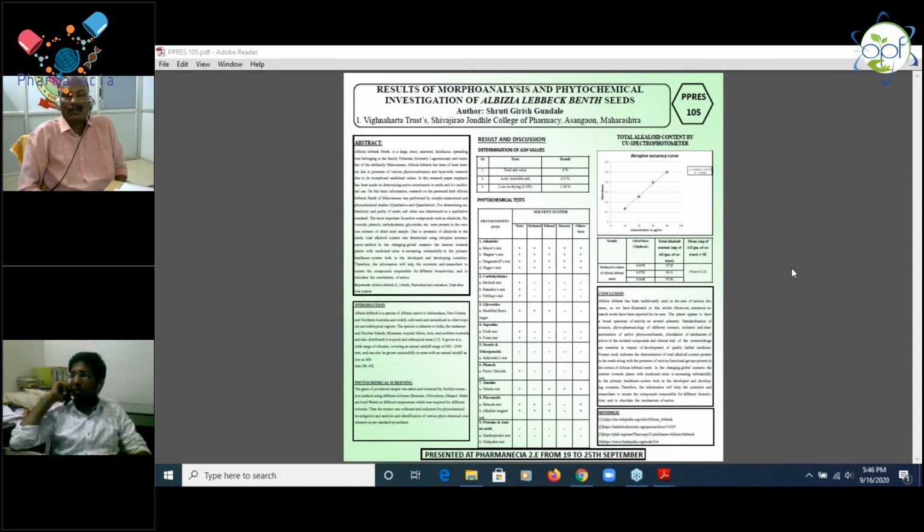How will you determine the total alkaloid content? Yes, total alkaloid content was determined by using UV spectrophotometer. We took the extract, then we treated it with chloroform and bromocresol green solution, and this solution was then observed in UV spectrophotometer against the blank solution of atropine, 0.1 micromolar solution of atropine.